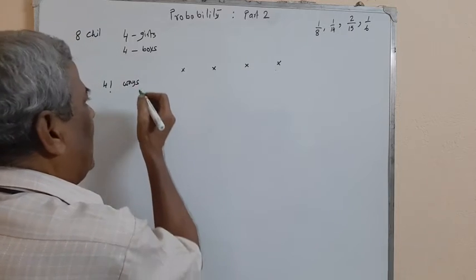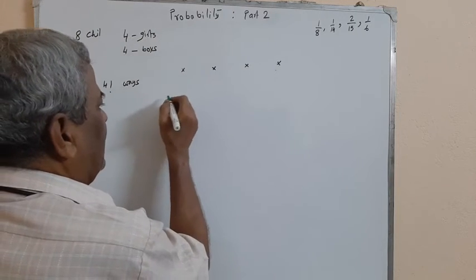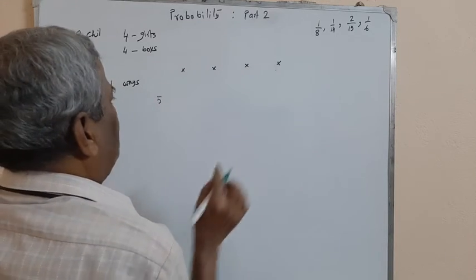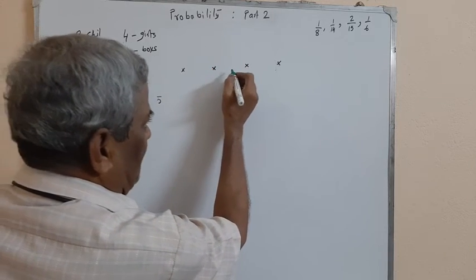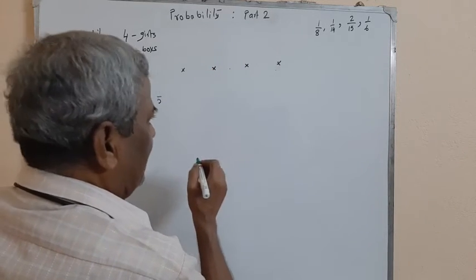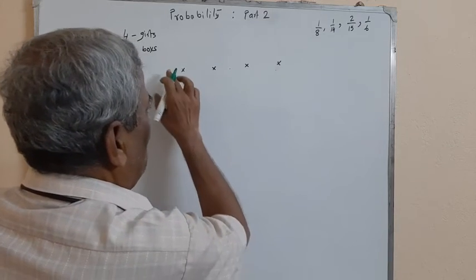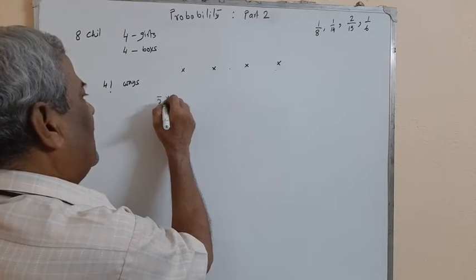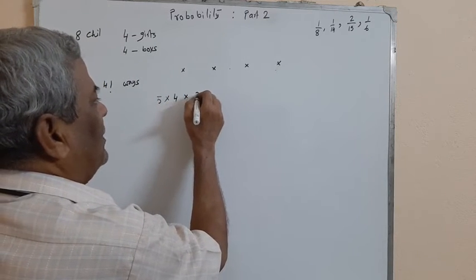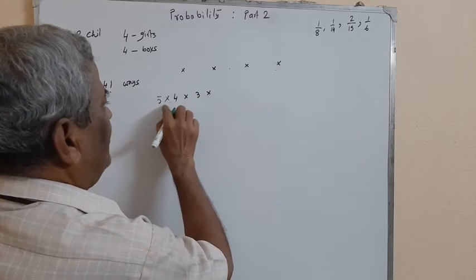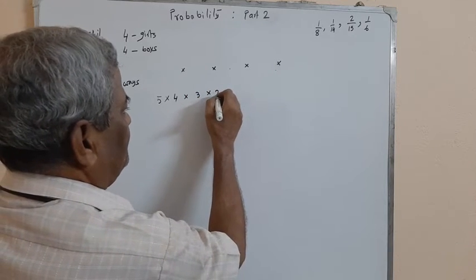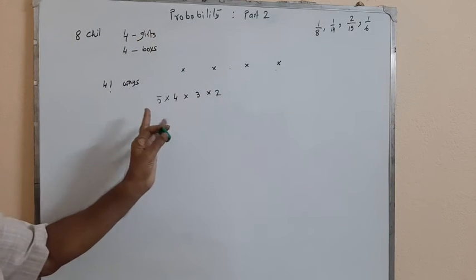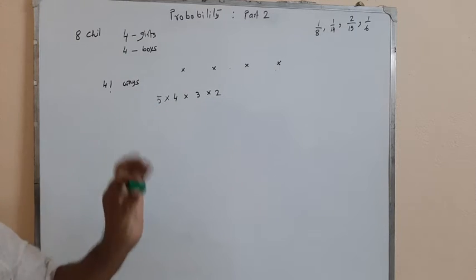So first girl can be seated in any 5 of the seats. 5. Suppose the girl seated here, then for this next girl 1, 2, 3 and 4 seats are there. So for the second girl 4 seats, for the third girl 3 seats, and for the fourth 2 seats. So 4 girls with that condition can be seated in that way.